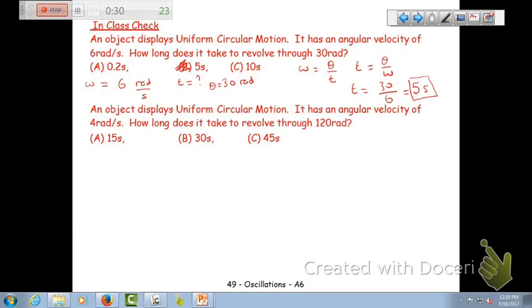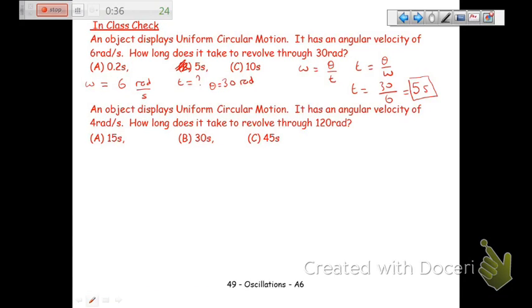Very good. Let's have a look at this. So we have, and again, I have to come down here. I have to say, well, what do I know? I'm going to say, well, my angular velocity omega is equal to 4 radians per second. I want to find my time, and I want to find how long it takes to go through a theta of 120 radians. And then I use my dimensional analysis, and I go, well, let's have a look.